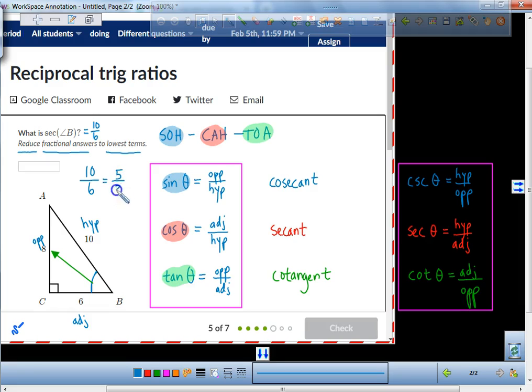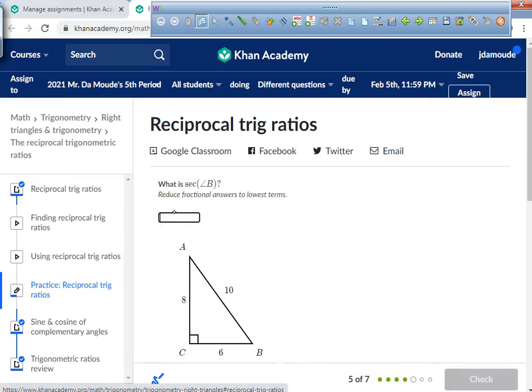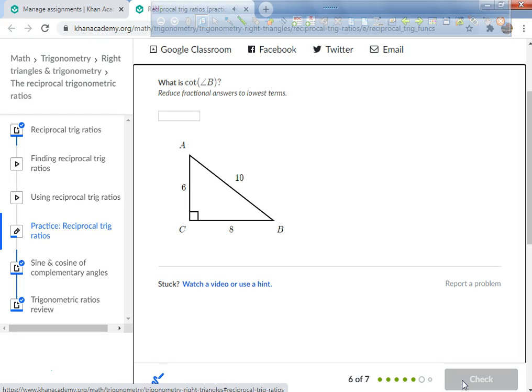5 over 3. So by the way, if you don't reduce it, you'll get it wrong. And you're like, why? Because you didn't reduce it. All right. So right here, I'm going to type in 5 over 3. We'll do a couple more, and that should be enough.